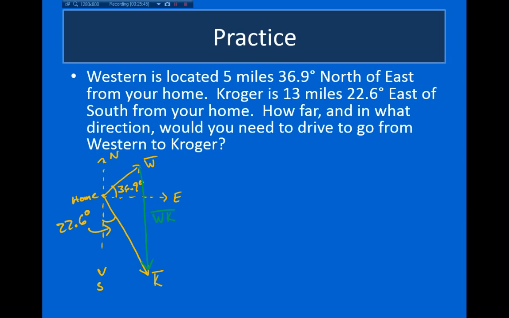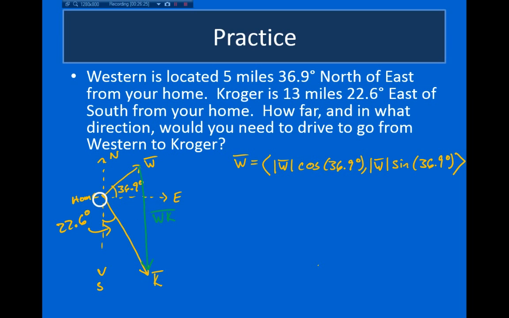So looking at W, we can see that the east-west component, that's this direction right here, is adjacent to my angle, 36.9 degrees. So the east-west component is going to be cosine. So I'll take the magnitude of W times cosine of 36.9 degrees, because it's adjacent. And then the north-south component of this is opposite this angle, 36.9 degrees. So I'll use sine. So I get the magnitude of W times sine of 36.9 degrees.